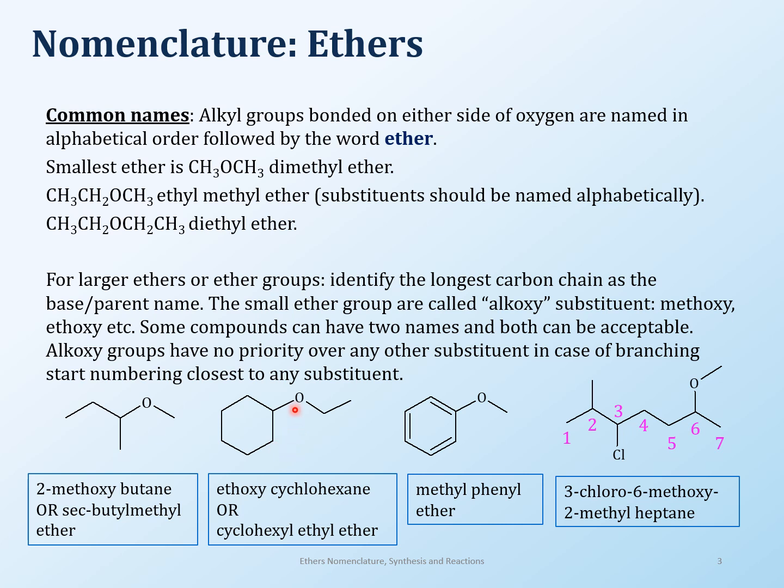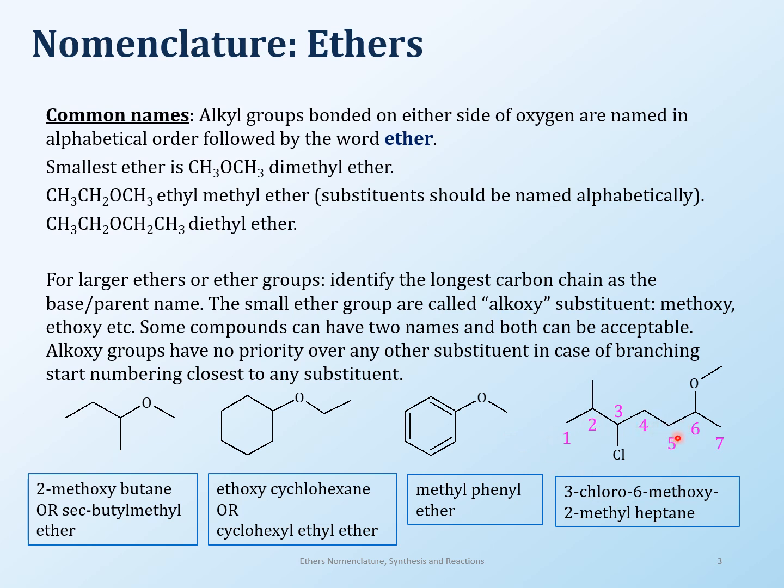So anyhow, in this case, this group is called an ethoxy group because there are two carbons in here. So ethoxy and then cyclohexane, or cyclohexyl ethyl ether. Okay, so when you are using the ethoxy group as a substituent, then your base name is going to be whatever the alkane is going to be. But if you're going to use your ether as your central point, as your base name, then it's going to end in ether. Okay, here we have methyl phenyl ether. That's good enough for this one.